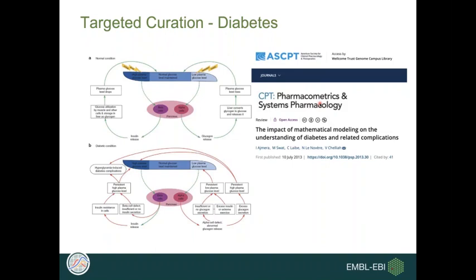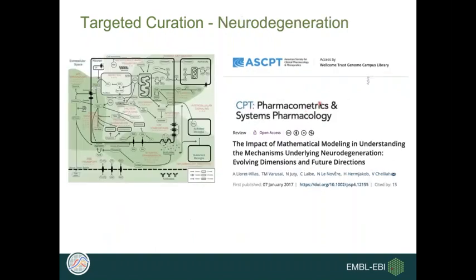So if you're a modeler working in diabetes, you can come to BioModels, search the keyword diabetes, and you will find a collection of models that you can take and reuse for your own research. Instead of building everything from scratch, you have something to work with. We have also done a targeted curation project on neurodegeneration. So we have a very good collection of models on Alzheimer's, Parkinson's, and so on. You can also go and explore this collection.